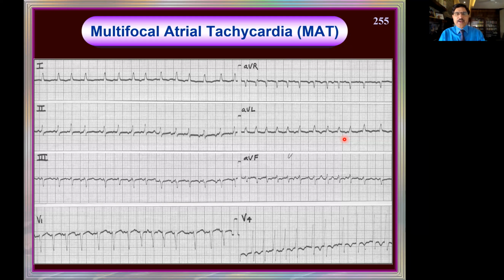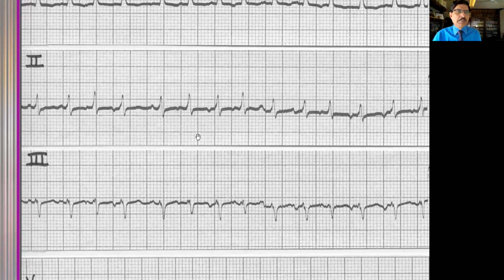Okay, I'll try to analyze this. So here you can see multimorphic P waves. This is one type of P wave, this is another type, this is another type, this is another type. You see? One shape is here, another shape is here, another shape is here, another shape is here, multimorphic. So the multimorphic waves, at least 3 types, we have more than 3 types.